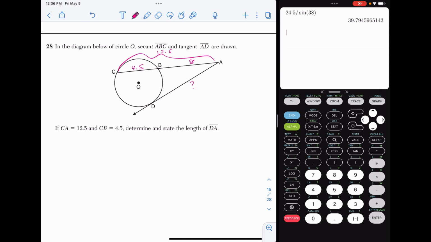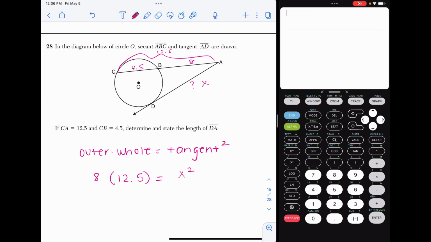So when you have a secant and a tangent, the rule is the outer times the whole thing, in terms of the secant, is tangent squared. So the outer part of the secant is 8, the whole thing is 12.5, and tangent squared is, we'll use x there, x squared. All right, so in our calculator, let's multiply 8 times 12.5. I get 100 is x squared, and then x comes out to be 10, or DA is 10.